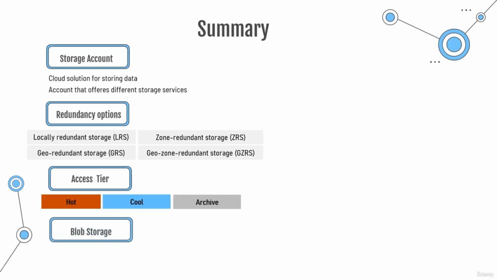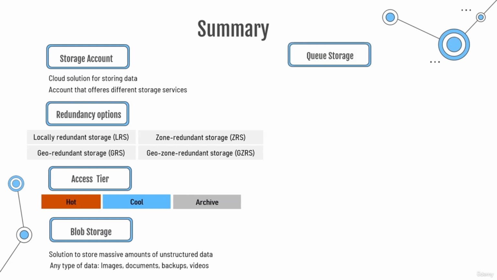Then we have talked about the different storage services. For example, Blob Storage is the main solution to store massive amounts of unstructured data. These can be images, documents like JSON files, backups, videos, all kinds of files. Then we have the Queue Storage, which is there to store large numbers of messages. Some applications produce messages and then they can be queued until they are processed by other applications, when they are then dequeued. So Queue Storage is for large numbers of messages.